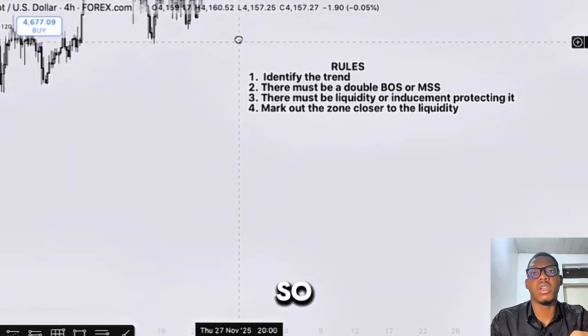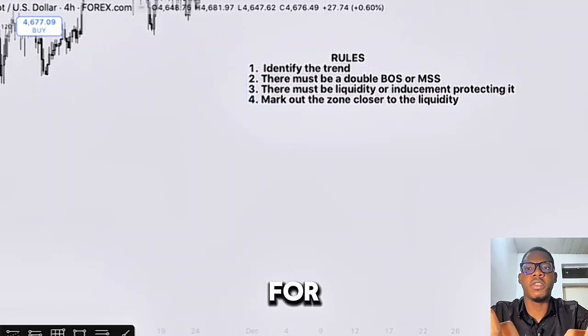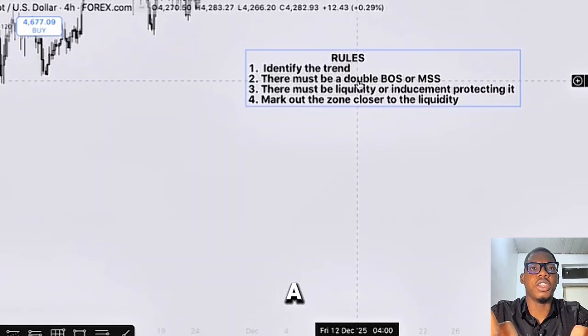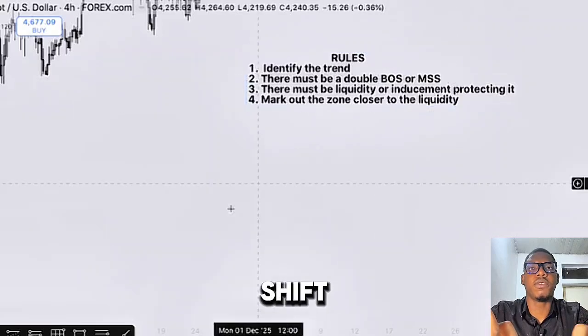Alright, so let's do that right now. Let's identify the trend. Let's say, for example, you're in an uptrend. And then the second one says that there must be a double break of structure or a market structure shift.